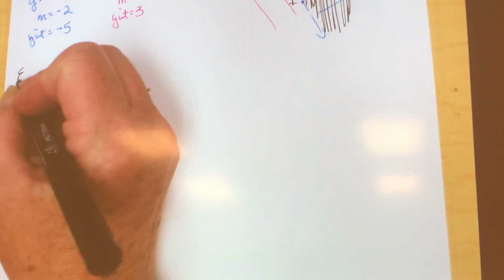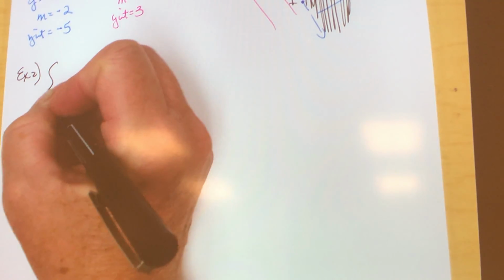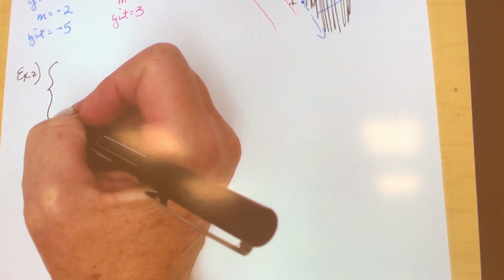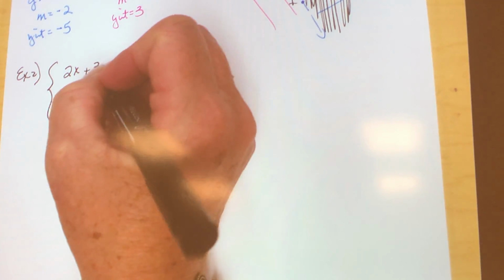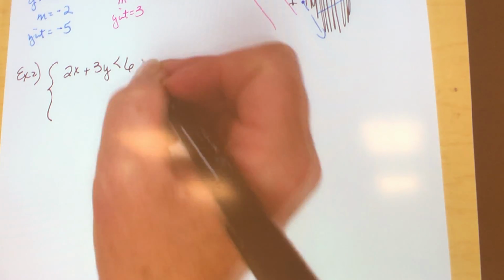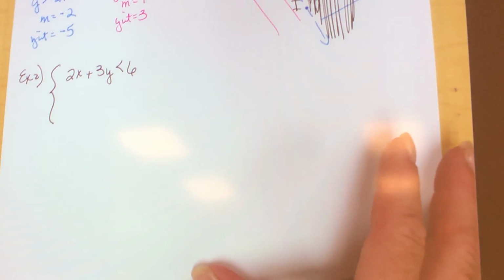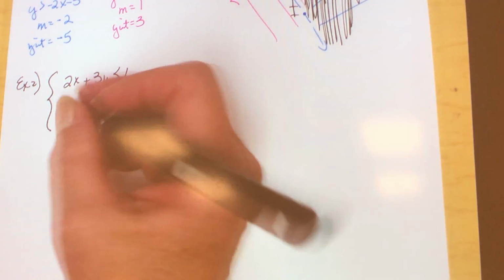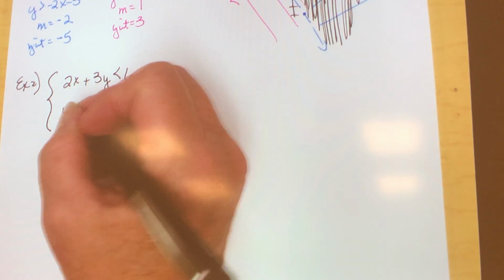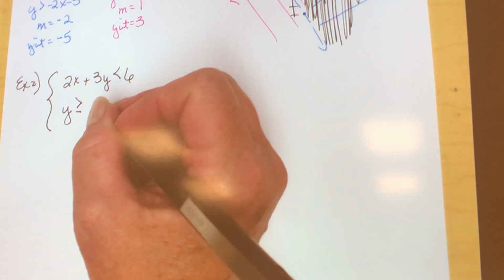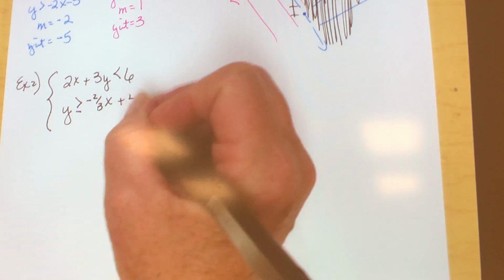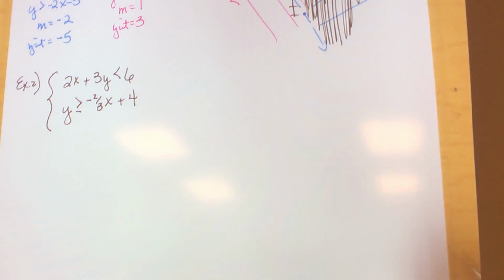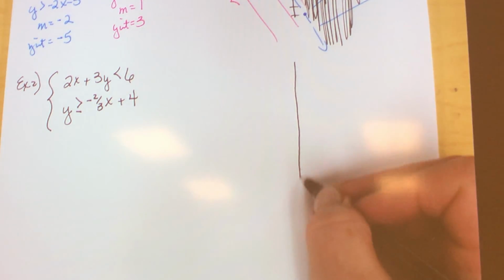Example 2. 2x plus 3y is less than 6. You know that I had to give you one more difficult than mine because, you know, the teachers always do the easy ones. And y is, I was nice on this one, greater than or equal to negative 2/3 x plus 4. All right? Let's draw a little graph.